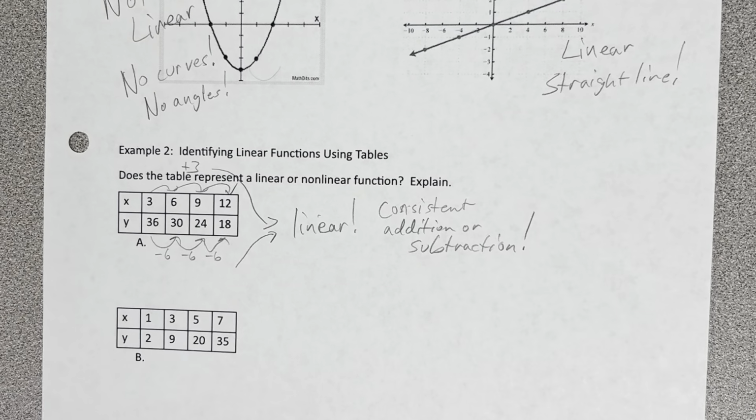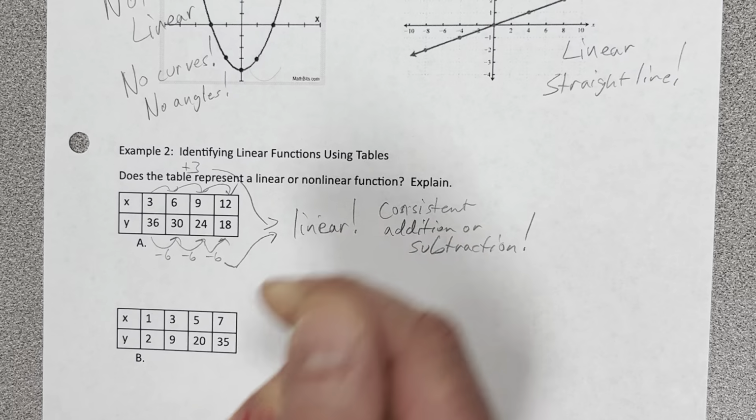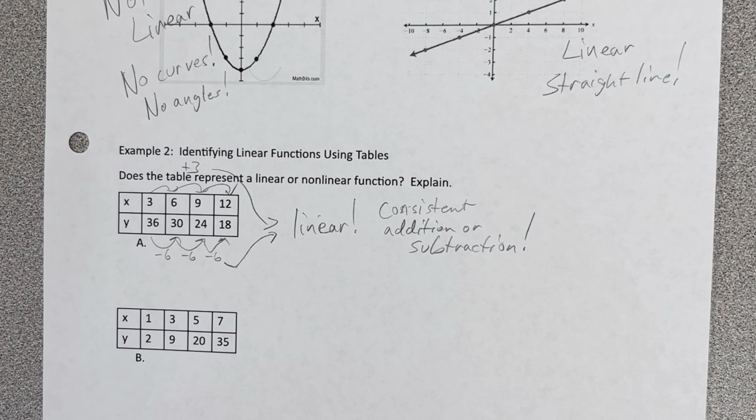Consistent addition or subtraction will be evidence that the data is linear. Now be careful here, because in the math world, you could have consistent multiplication, you could have consistent division. So you want to double check. As long as it's consistent addition or subtraction, it is in fact linear.